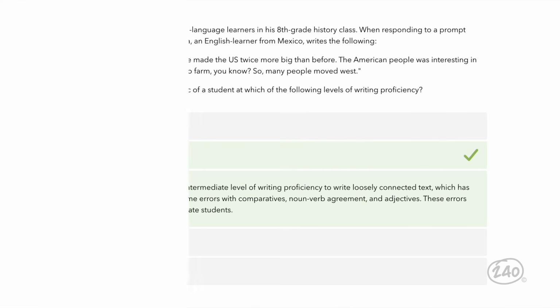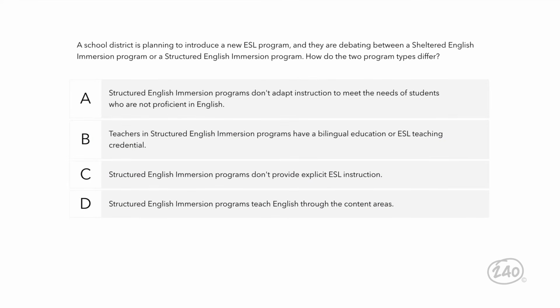All right, Domain 3. A school district is planning to introduce a new ESL program, and it is debating between a sheltered English immersion program or a structured English immersion program. Which is true about structured English immersion, but not sheltered English immersion? Structured English immersion programs don't adapt instruction to meet the needs of students who are not proficient in English. Teachers in structured English immersion programs have a bilingual education or ESL teaching credential. Structured English immersion programs don't provide explicit ESL instruction. Structured English immersion programs teach English through the content areas.